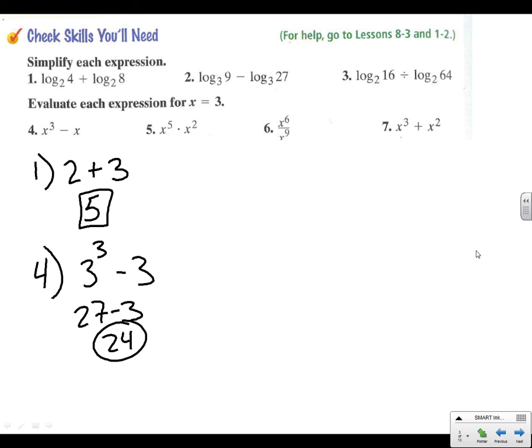All right, pause the video, take a second, and go ahead and do 2 and 3, and then 5, 6, and 7. It looks like this got cut off here. This is an x right here, x to the 9th. All right, so do those. When you're ready, press play. We'll get going with 8.4.